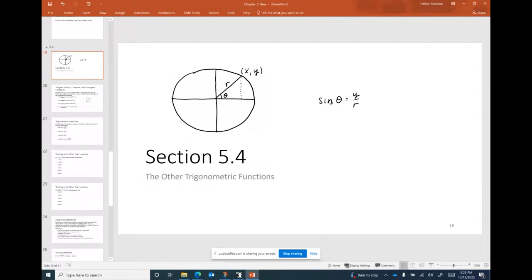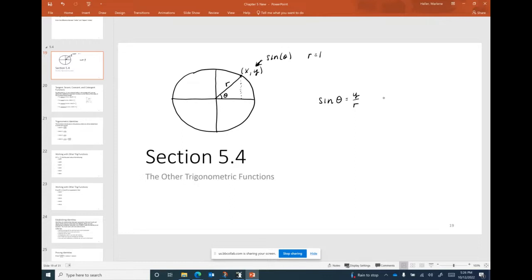All right, so the definition for the sine of angle theta is this y coordinate of the terminal point divided by the radius, right? So for the unit circle, where the radius is 1, the sine is equal to the y coordinate. The sine is the y coordinate when the radius equals 1 on a unit circle.